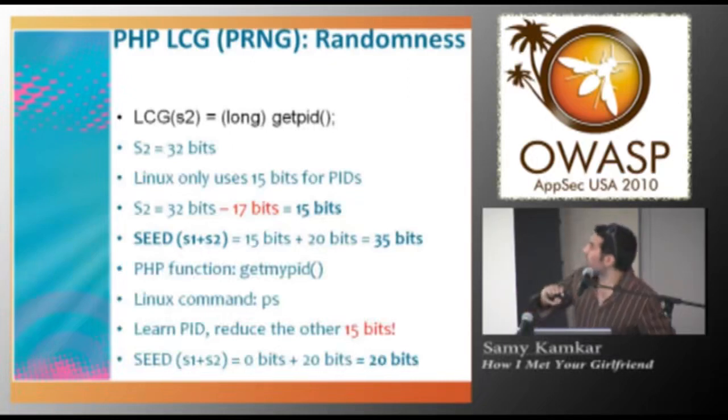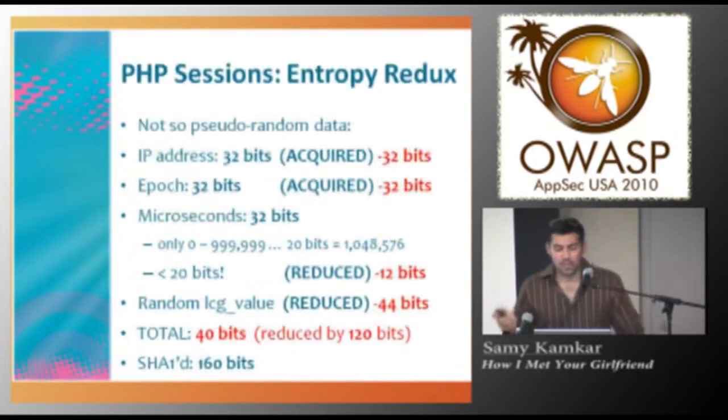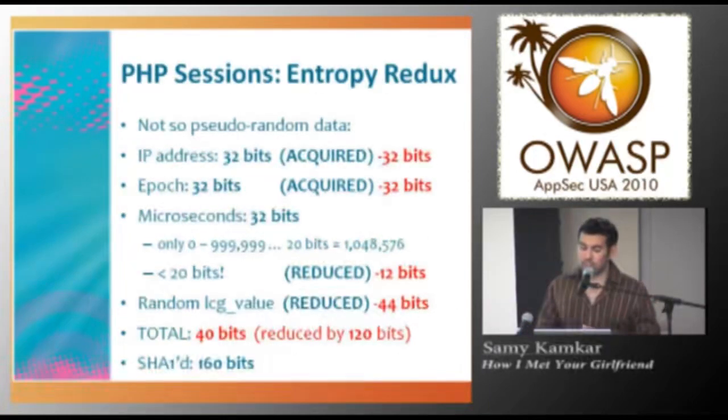So now we have covered all of S2, all of that 32 bits, and we're left with the 20 bits of microseconds that we don't know. So this brings us down to 40 bits. So from 160 bits, we've gone down to 40 bits of entropy. You can brute force 40 bits. It takes a reasonable amount of time, but we are talking about something I can do.